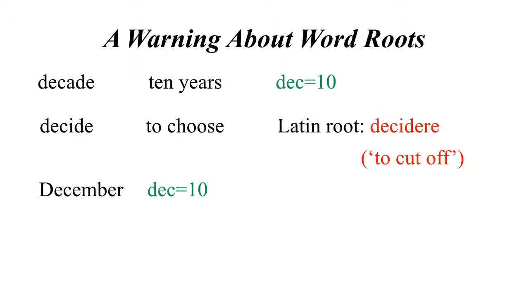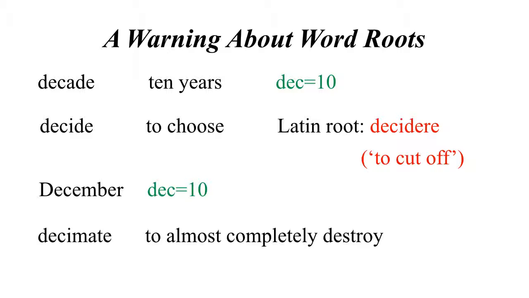And here's another example. This one's more difficult. It's the word decimate. Now, to decimate something means to almost completely destroy it. And in this case, again, the DEC in this word does mean 10. But the original meaning of this word was different than it is now. This word is very old and was used in ancient Roman times and even before that.